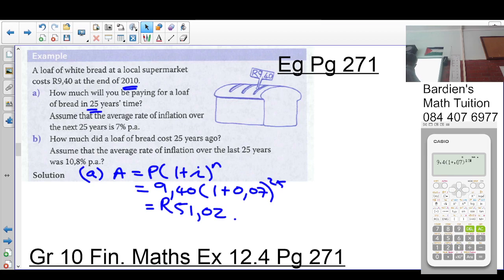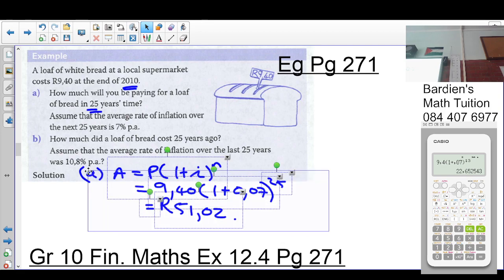Currently, we're paying for bread about 20 rand, and some of us are paying 18 rand. So it's about 20. According to the calculation, it's 22 rand, 70 cents. Okay, you guys understand all of this? It won't give you the exact amount. Inflation is an average which you will be paying. Then it says, how much did a loaf of bread cost 25 years ago, assuming that the average rate of inflation for the last 25 years was 10 rand and 80 cents.